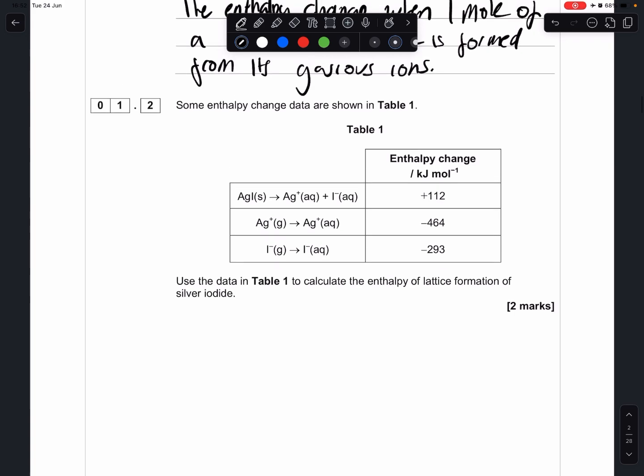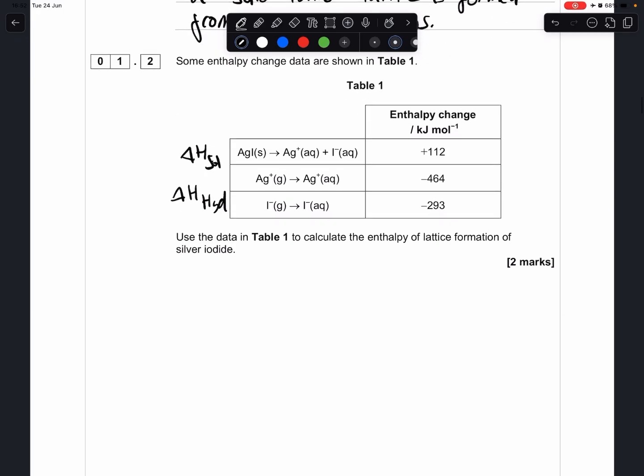So some enthalpy data is shown in table 1. So here we've got a solid ionic compound to aqueous ions. So that is going to be the enthalpy of solution. And here we've got gaseous ions to aqueous ions, the same here. So those are going to be the enthalpy of hydration. So we need to use the data in table 1 to calculate the enthalpy of lattice formation. So that is going to be gaseous ions to our solid ionic lattice of silver iodide.